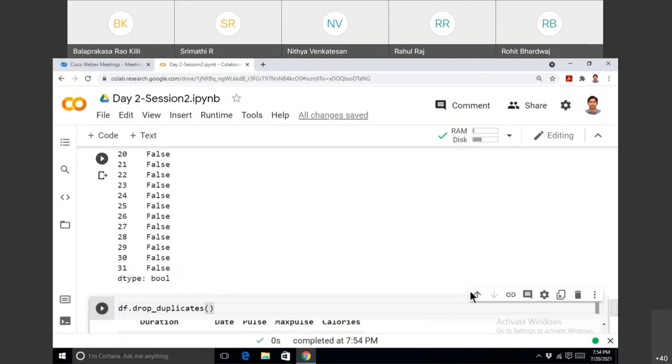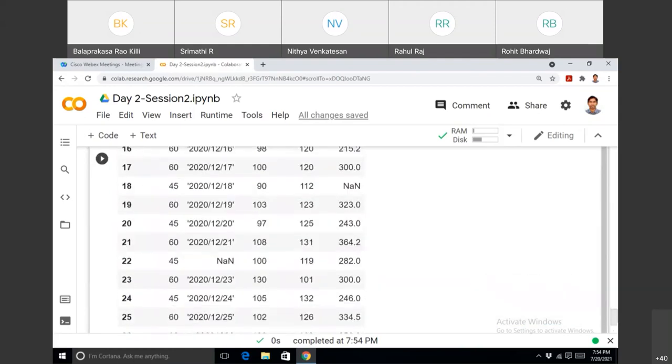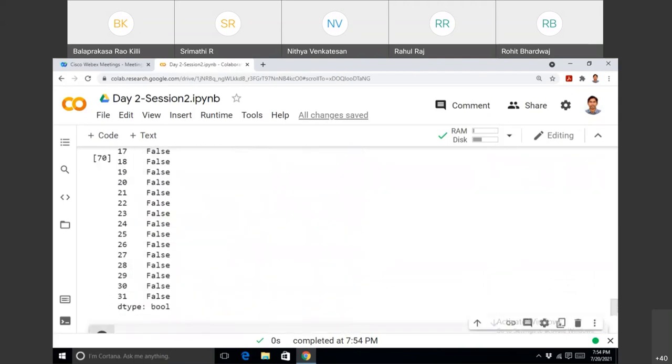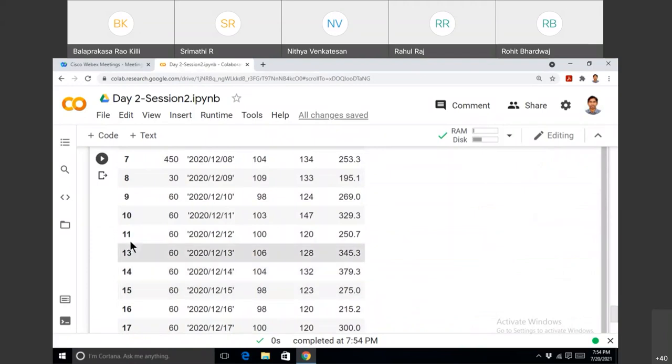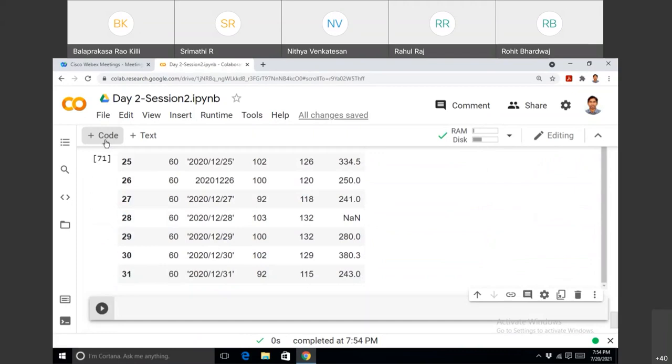Earlier 31 rows were there, now we'll see. Yeah, index 12 is missing. Now you see the 12 was gone. Earlier we found that the 12th row is duplicated, so it was removed. So this way you can remove duplicates also. We can do all this pre-processing using pandas. You read a data set and then you do all this pre-processing, eliminate null values, fill the missing values. It is called handling missing values. If you have missing data, you can fill the missing values with some mean value or some random value, whatever you want. Similarly, if you have duplicated rows, you can remove the duplicate rows.